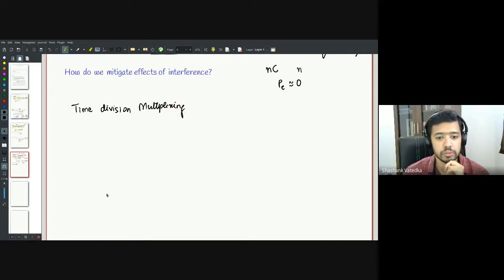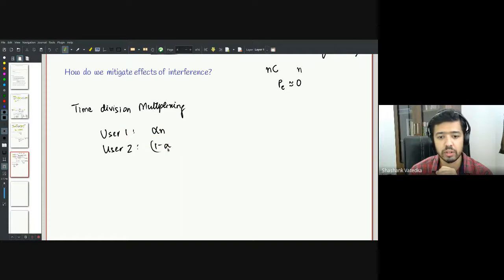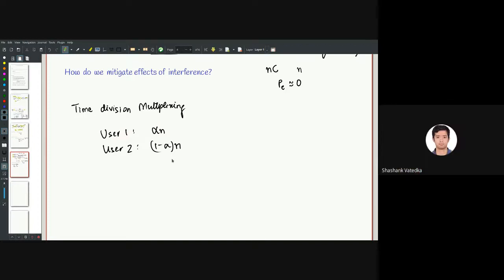Right. So user one speaks for, let's say, alpha n channel users, and user two speaks in the remaining 1 minus alpha times n channel users. So user one is allowed to speak for alpha n channel users. So how many bits of useful information can user one send?